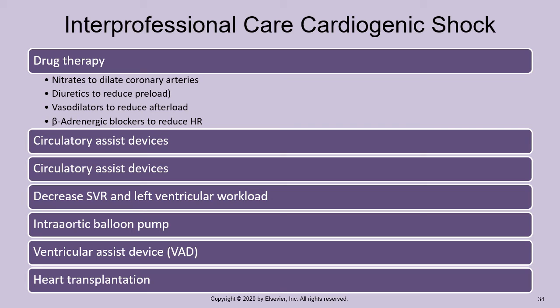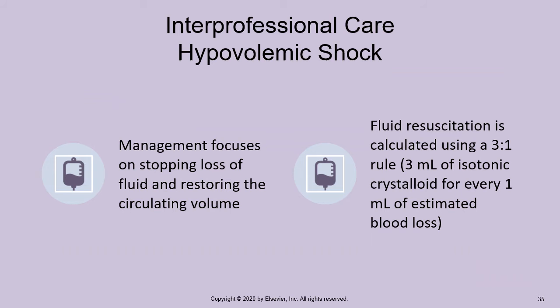The patient may benefit from a circulatory assist device, such as an intra-aortic balloon pump or a ventricular assist device. The goals of this intervention are to decrease the systemic vascular resistance and left ventricular workload so the heart can heal. A VAD, or ventricular assist device, may also be used as a temporary measure for a patient in cardiogenic shock who is awaiting heart transplant. Heart transplant is an option for a small select group of patients with cardiogenic shock.